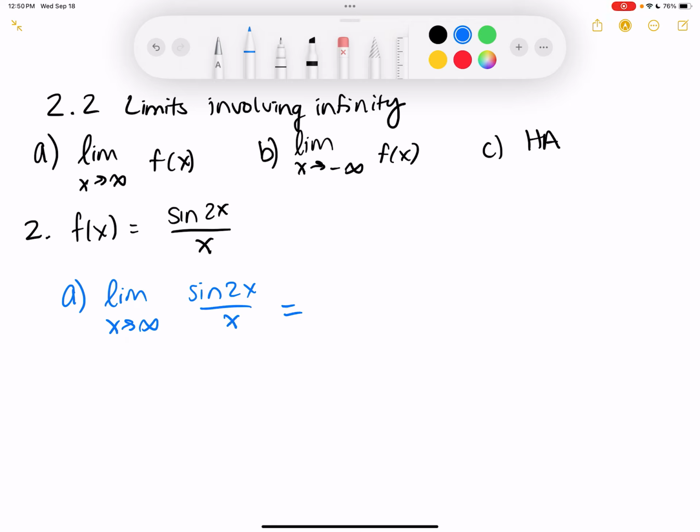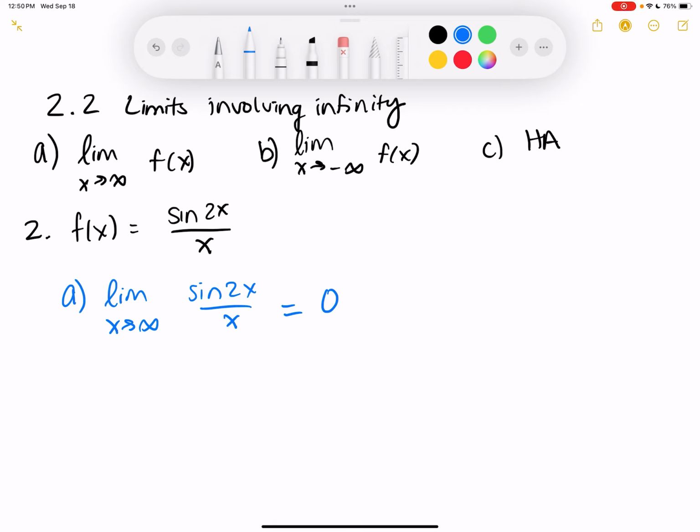What happens when we put a really big number in for sine? It kind of just keeps on doing its thing. It stays where it's at, right? It doesn't really change a whole lot. What if I put a really big number on the bottom? It'll get really small. It'll go toward 0. So this would be 0, because sine can never be anything bigger than 1. So it's essentially 1 over a really big number, which is just going to get closer and closer to 0, the bigger the number you choose.